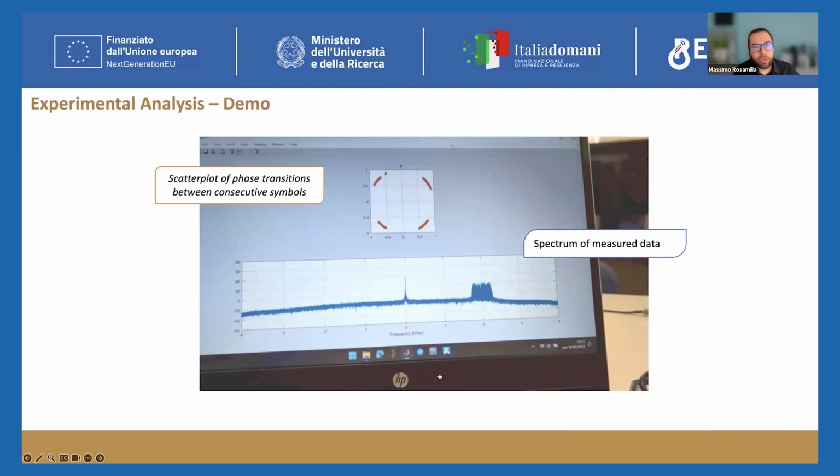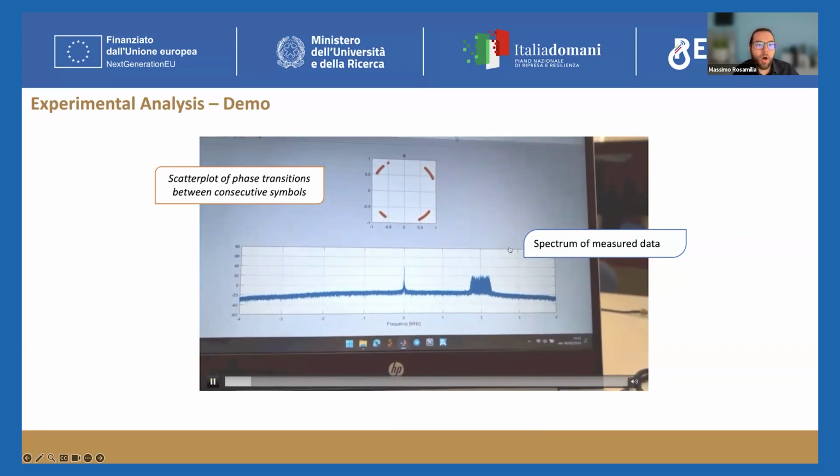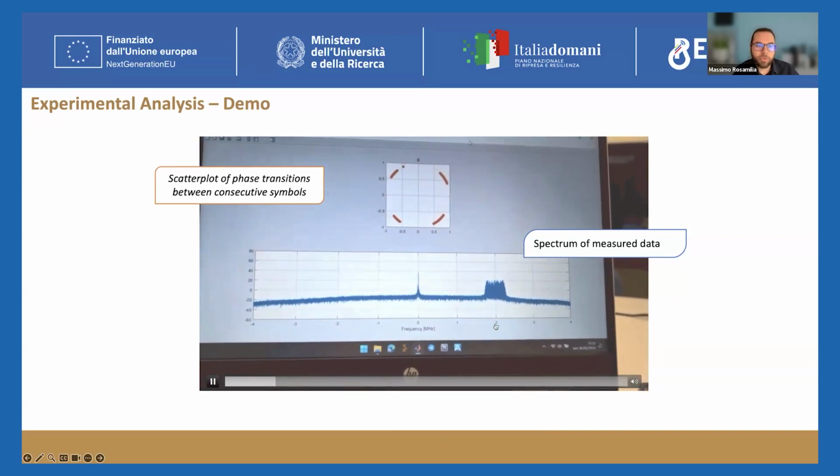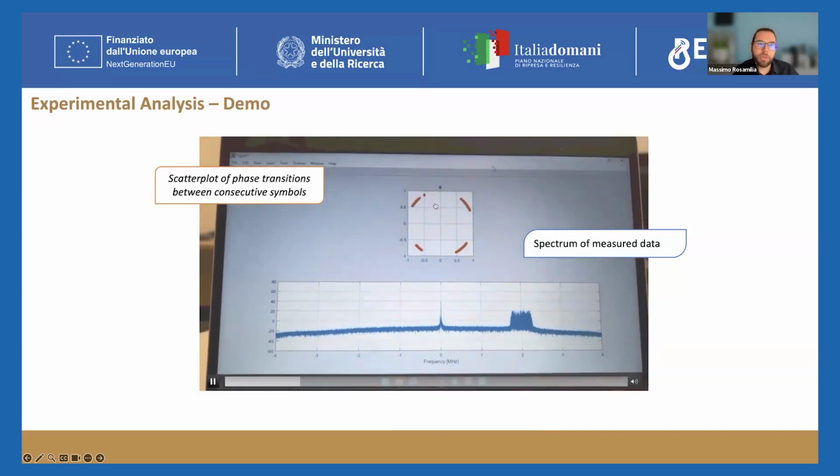Okay, before concluding the presentation, let me show a very short video demo of the experiment. In particular, in this video, you can see two figures. The first figure reports the scatter plot of phase transitions between consecutive symbols, so it is the communication point of view. And you can see here there is a small number, which is the error rate, whereas the figure on the bottom reports the spectrum of measured data. And at the beginning, you can clearly see the spectrum of the communication signal, so there is only the communication signal transmitted, and it is possible to decode the information.